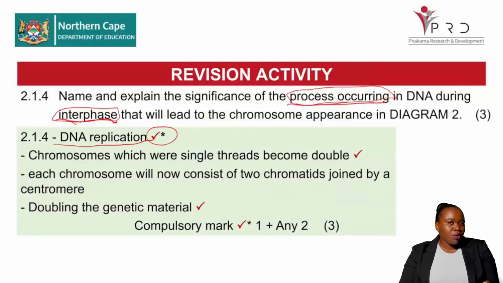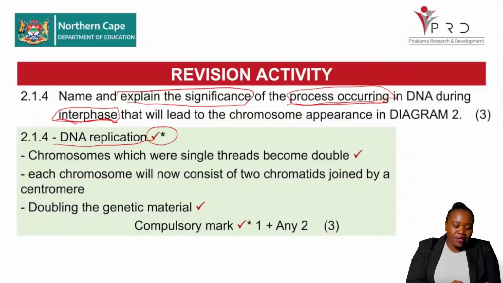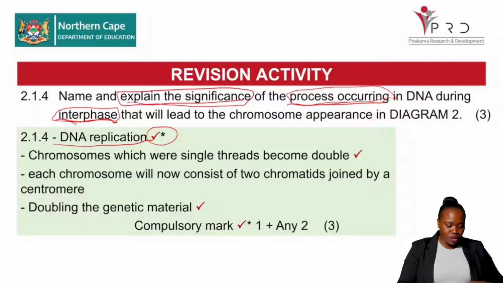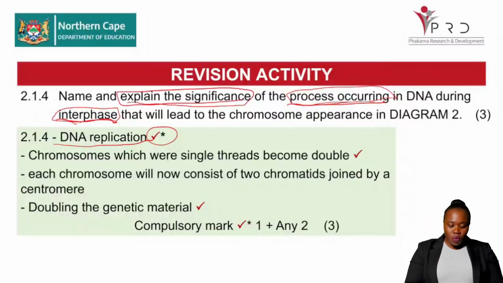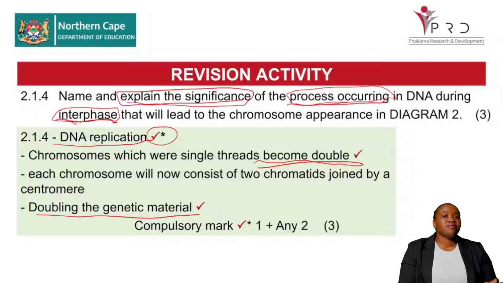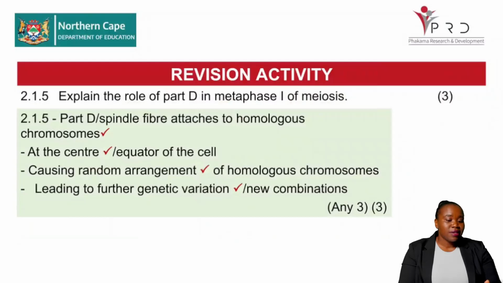So now, you are going to describe the significance. You're not describing the process here. You're explaining the significance. So, what is the importance of DNA replication? We know that here, chromosomes which were single threads are going to become double, right? And each chromosome will now consist of 2 chromatids that are joined by the centromere, doubling the genetic material. So the doubling of the genetic material is the importance here. The threads becoming double again is another importance. Remember, this is so that the cells can share the genetic material at the end of the cell division.